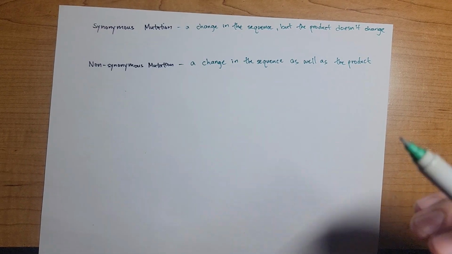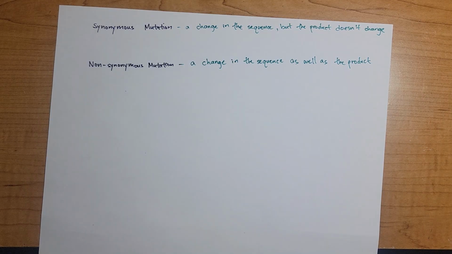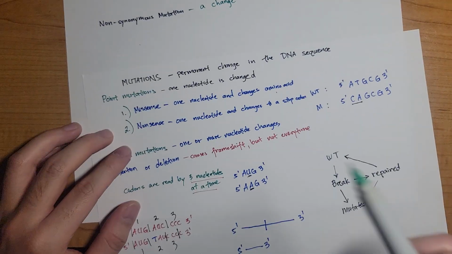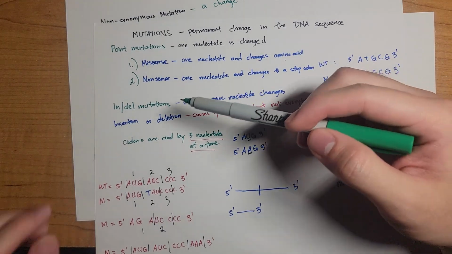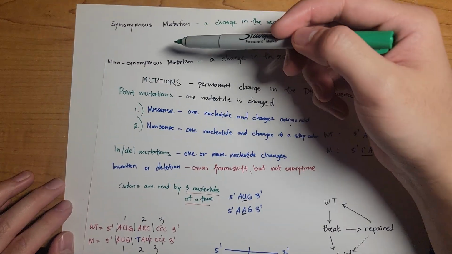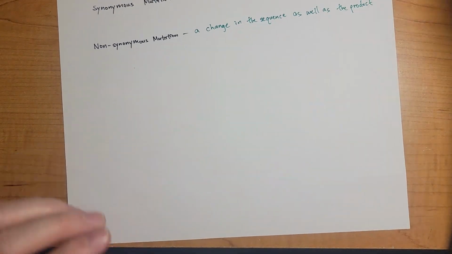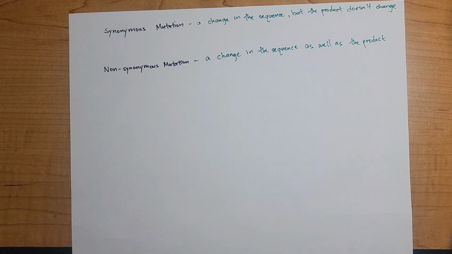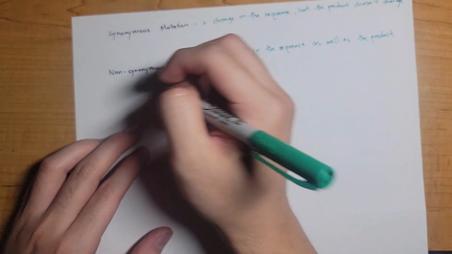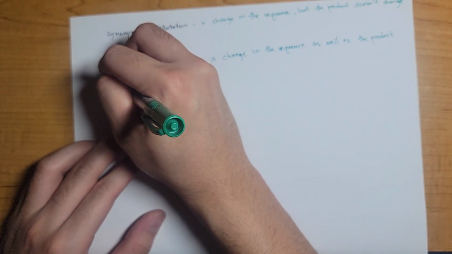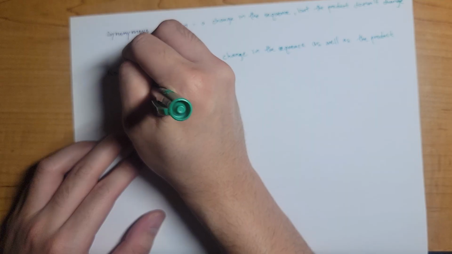Non-synonymous, the change in the sequence causes a change in the product as well. So if we're going to classify these mutations as non-synonymous and synonymous, we'll start with missense. Missense mutation, what does it mean again? It means one nucleotide is changed, but it also changes the amino acid. So it changes the amino acid, which is the final product for the codon. That means it's non-synonymous, right? So missense would count as non-synonymous.